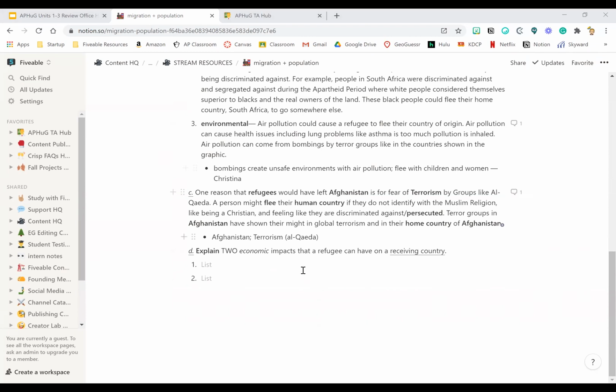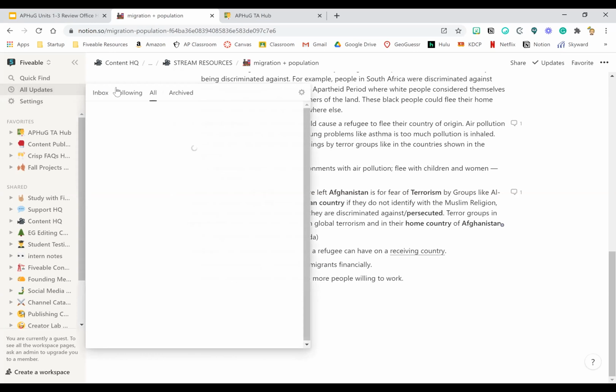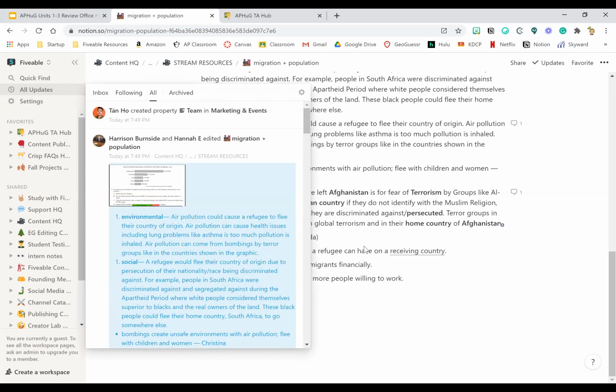Okay. So Hannah said something similar, but I can break this up. So for number 1, we can talk about government having to support immigrants financially. Lower unemployment rates due to more people willing to work. Because generally, if you're migrating somewhere, you're not just going to plop yourself down and say, I am here now. No, you're not just going to sit yourself down and travel halfway across the world to do nothing.